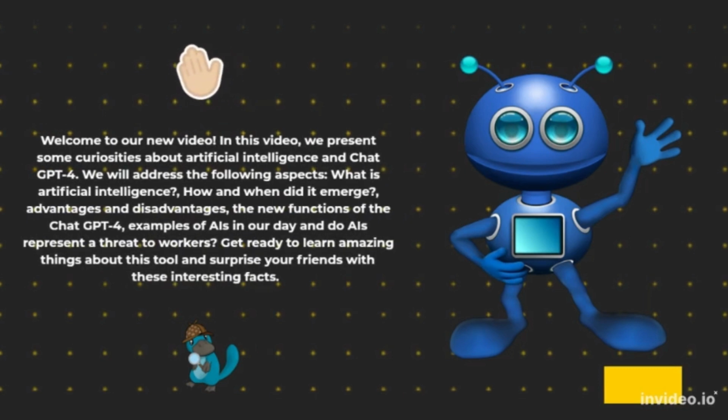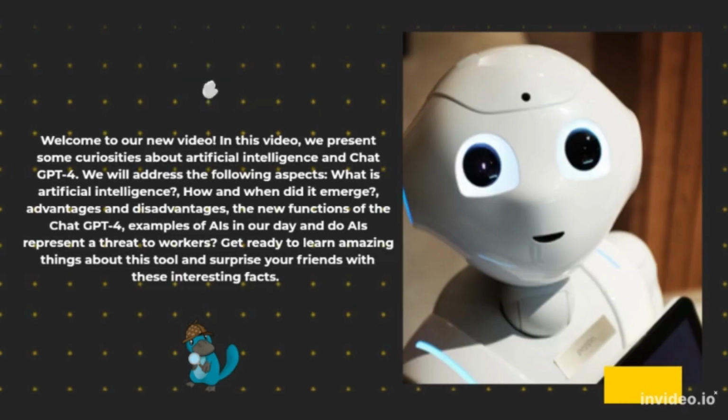We will address the following aspects: what is artificial intelligence, how and when did it emerge, advantages and disadvantages, the new functions of the Chat GPT 4, examples of AIs in our day, and do AIs represent a threat to workers? Get ready to learn amazing things about this tool and surprise your friends with these interesting facts.